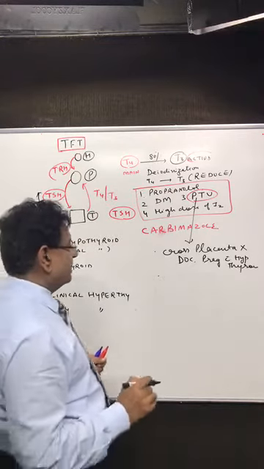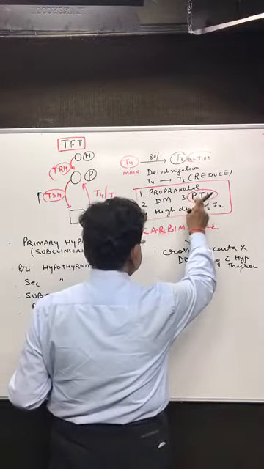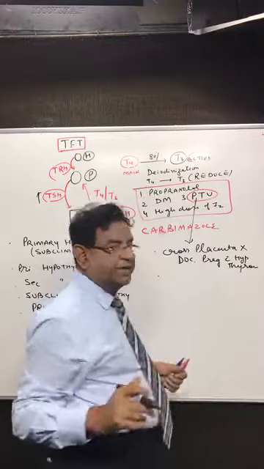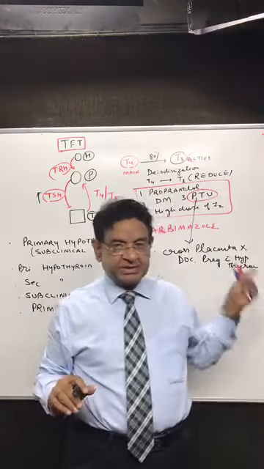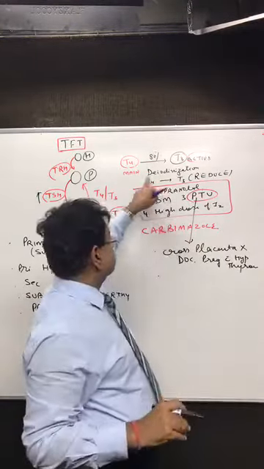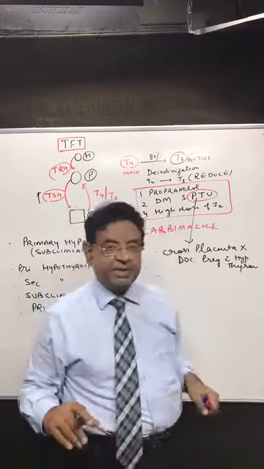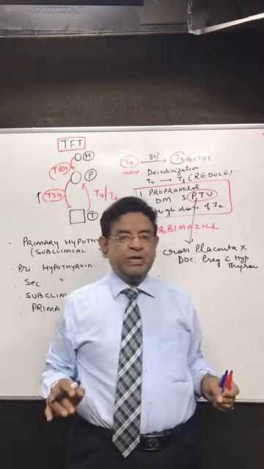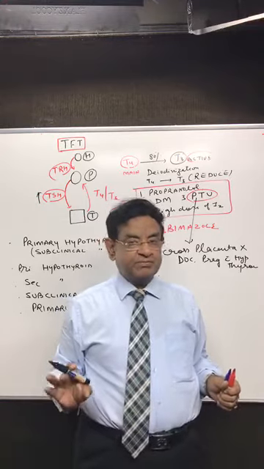And the second advantage is that it has the quality of inhibiting T4 into T3 conversion, as discussed just now. And this is not done by carbimazole. That's why propyl thiouracil is always the preferred drug.